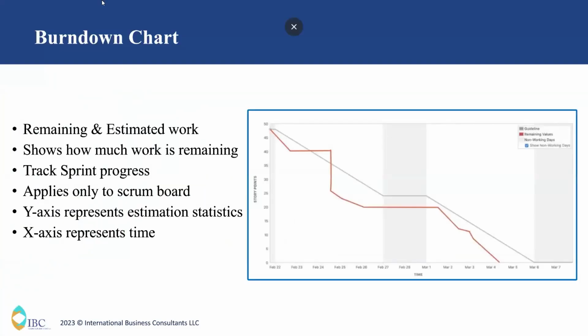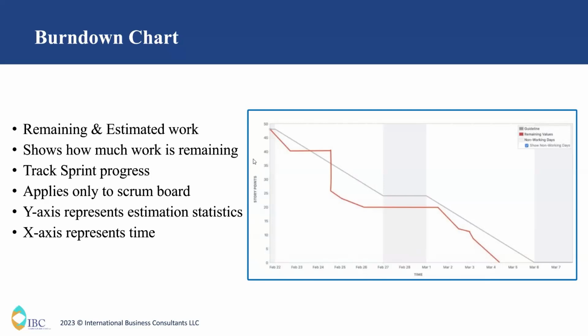So what is a burn down chart? What does a burn down chart show? Has anybody used the burn down chart before? You can put it in the chat box. Okay. What does a burn down chart do? It shows the visualization of the actual estimated work against the total amount of work remaining. If you see in this graph, the x-axis represents the time and the y-axis represents the story points.